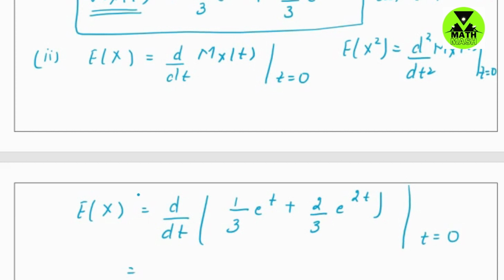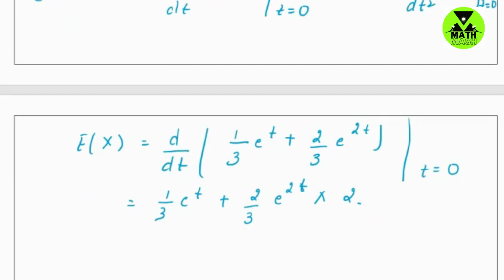So the differentiation of the first term with respect to t is 1/3 e^t, plus the differentiation of the second term with respect to t, which is 2/3 e^(2t) multiplied by 2. Then plug in t equals 0. When we substitute t equals 0, e to the power 0 is 1, so it is 1/3 only, plus 2/3 times 1 multiplied by 2, and this 2 multiplied by 2 is 4. So this is 4/3, and finally the expected value of x equals 5/3. So this is the value of the expected value of x.